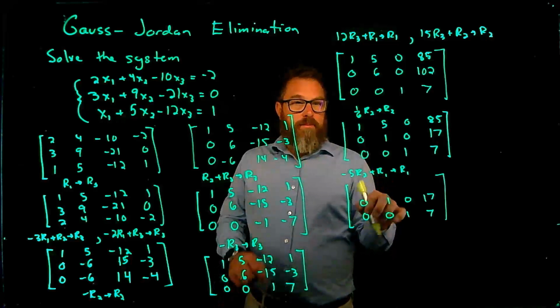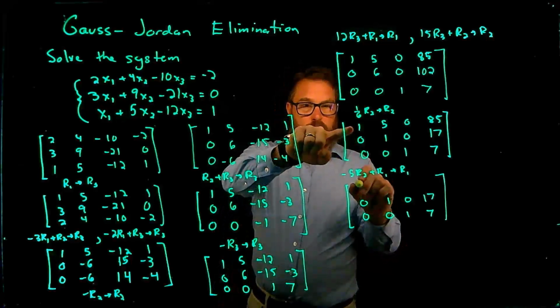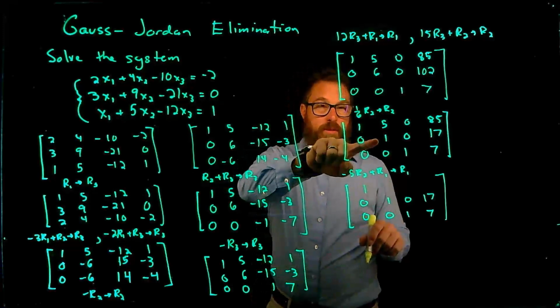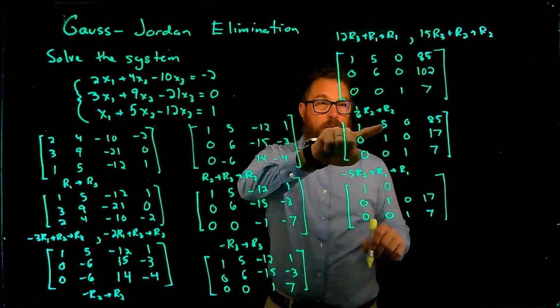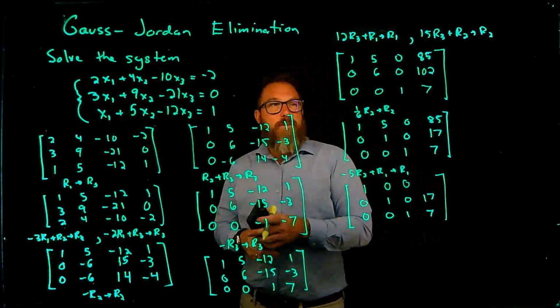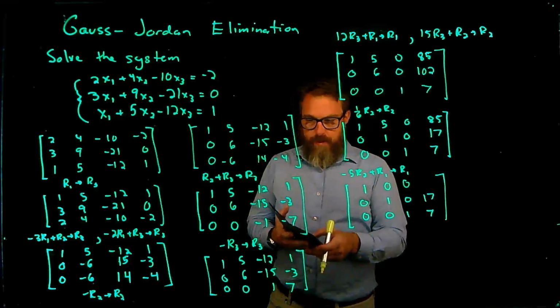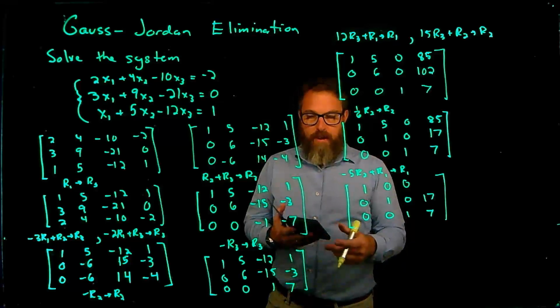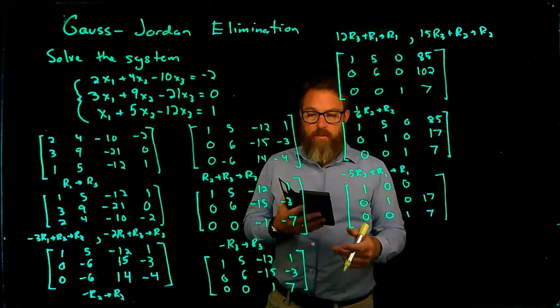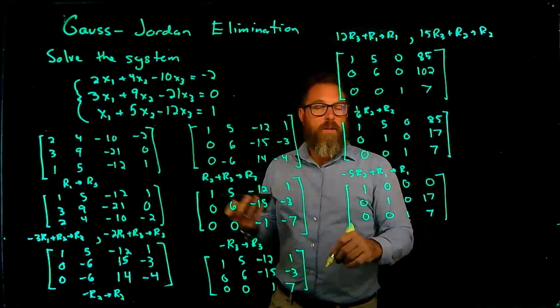So now where we are at row 2, minus 5 times 0 plus 1 is 1. Love it. Minus 5 times 1 is minus 5 plus 5 is 0, which was the goal. Minus 5 times this plus this is 0. Awesome. Now, minus 5 times 17 plus 85 gives us 0. Yeah, it sure does. Okay. That's okay. All right.